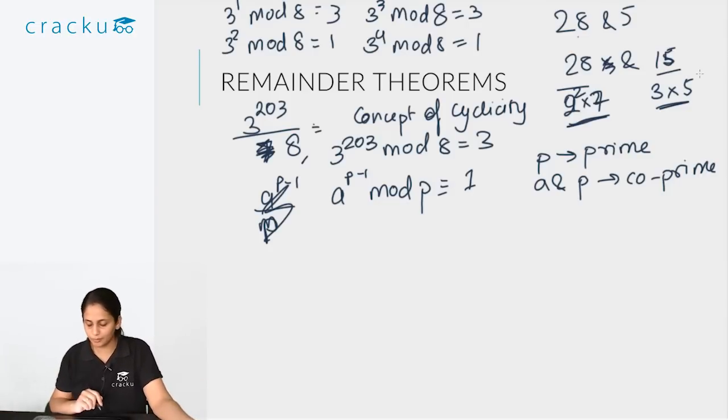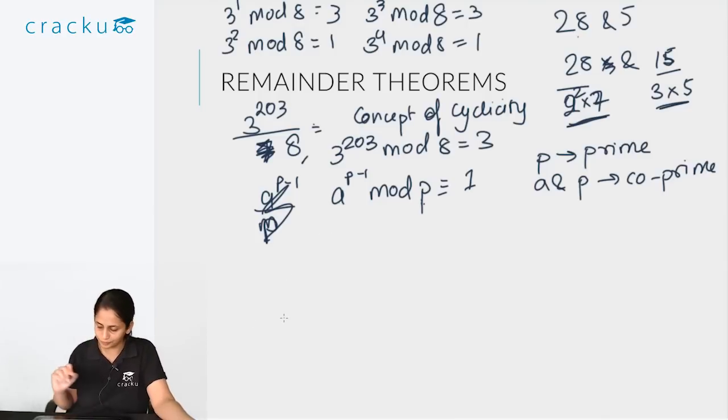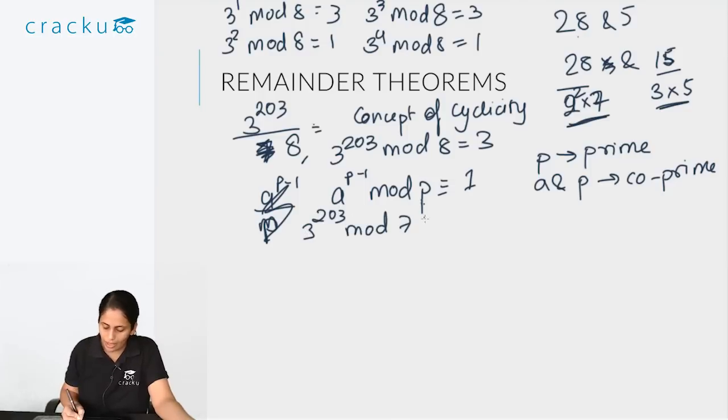So for Fermat's theorem to be applicable, the denominator should be a prime number and the numerator will be raised to an index. So a raised to p minus 1 mod p. Here a and p should be co-prime to each other. So this is the basic condition. So what does this mean? For example, if I had 3 raised to 203 mod 7, now 7 is a prime number and 3 and 7 are co-prime to each other. So on the basis of this fact, I can use Fermat's theorem here.